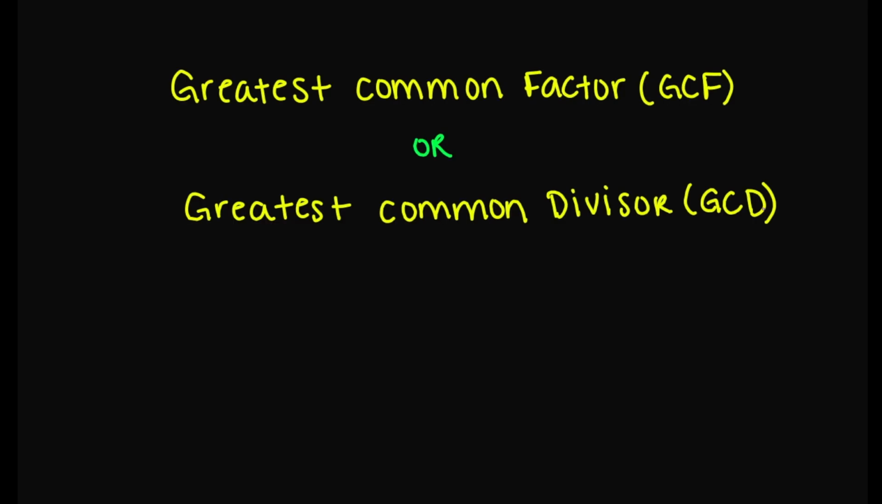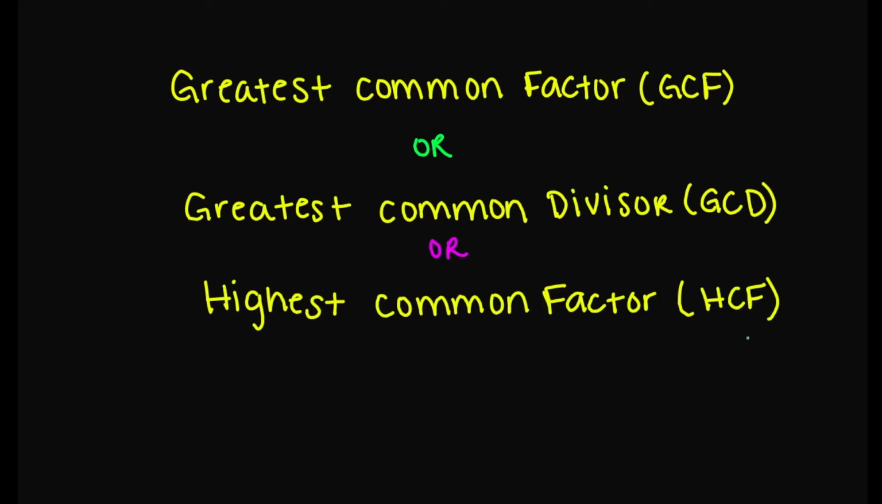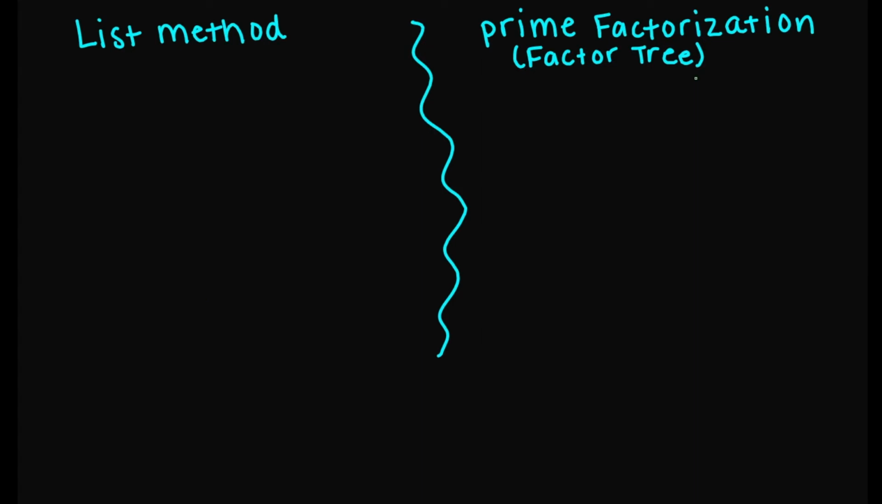Today we'll be going over the greatest common factor. The greatest common factor is also known as the greatest common divisor, or in some places you may see it called the highest common factor. But in most places you will see GCF or the greatest common factor. And there are two ways you can use when it comes to looking for the GCF. You can use the list method or you can use the prime factorization method.